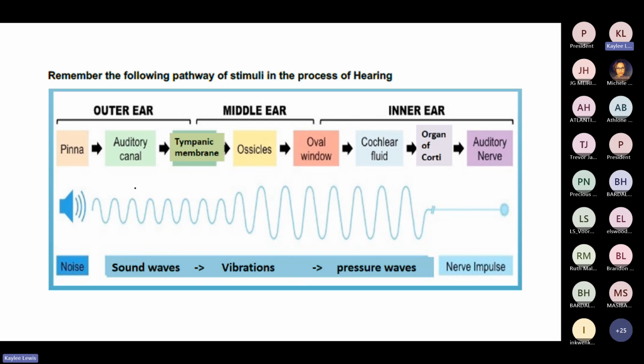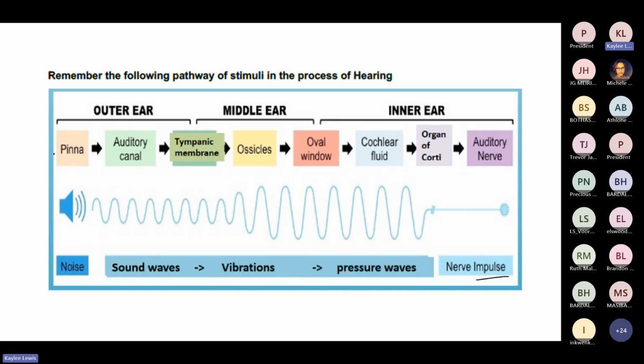What I want to just bring to your attention and emphasize again, it is so important you use the correct terminology when you are describing hearing. So it's sound waves, then vibrations, then pressure waves, which would then generate an impulse, which would then get sent to the cerebrum. So how would you describe that?